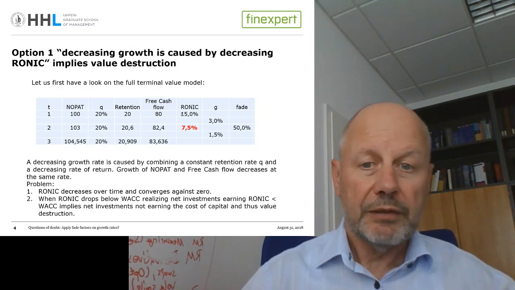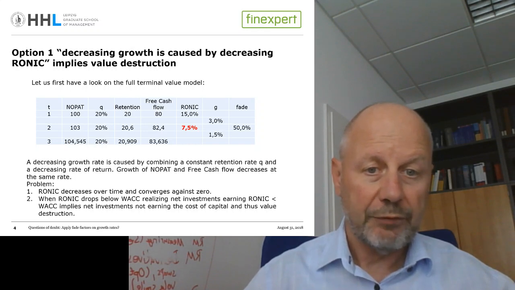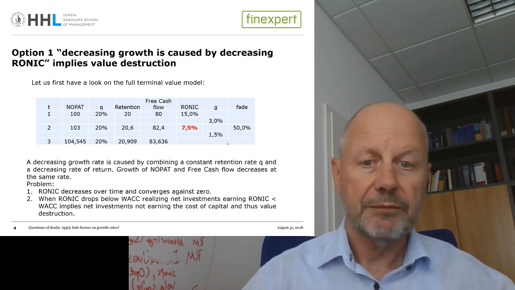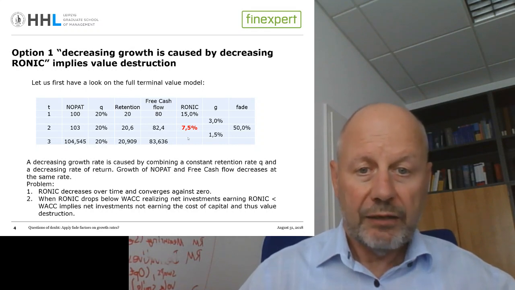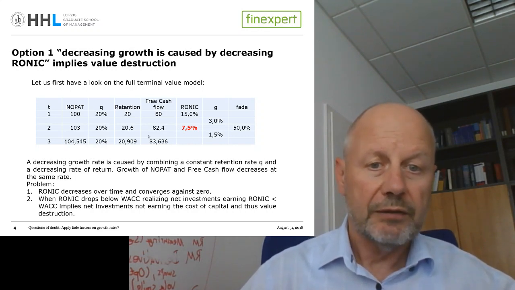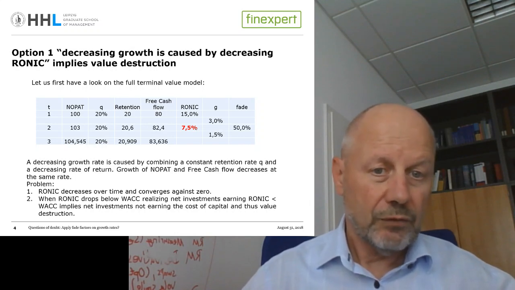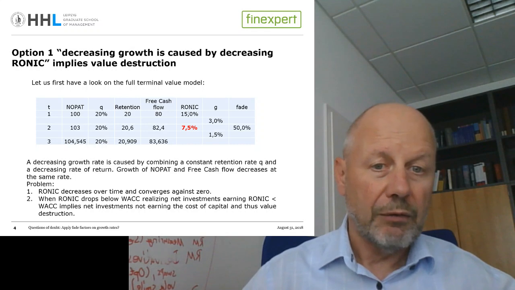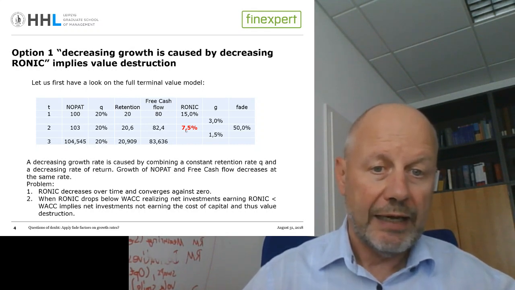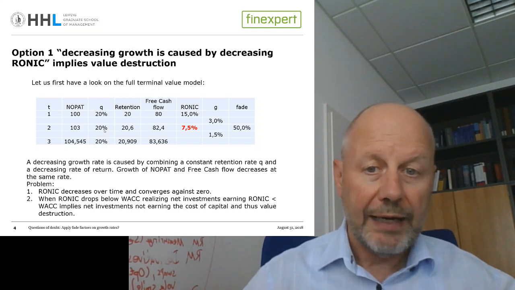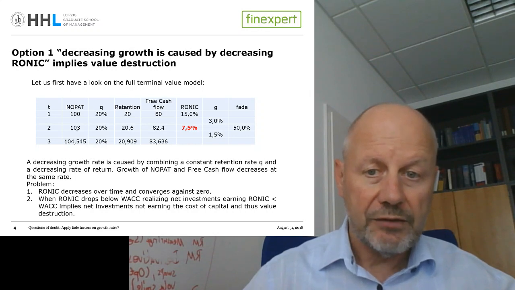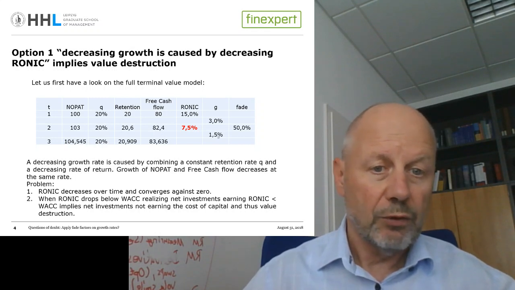Now in the second year, from 2 to 3, the growth rate of our free cash flow declines by half from 3% to 1.5%. And that means that, at a constant retention rate, our RONIC has to decline by 50% as well. So our RONIC drops from 15% by half to 7.5%. If we now combine a 20% retention rate with a 7.5% RONIC, that yields a growth of our NOPAT, and of course at a constant retention rate of our free cash flow as well, of only 1.5%.